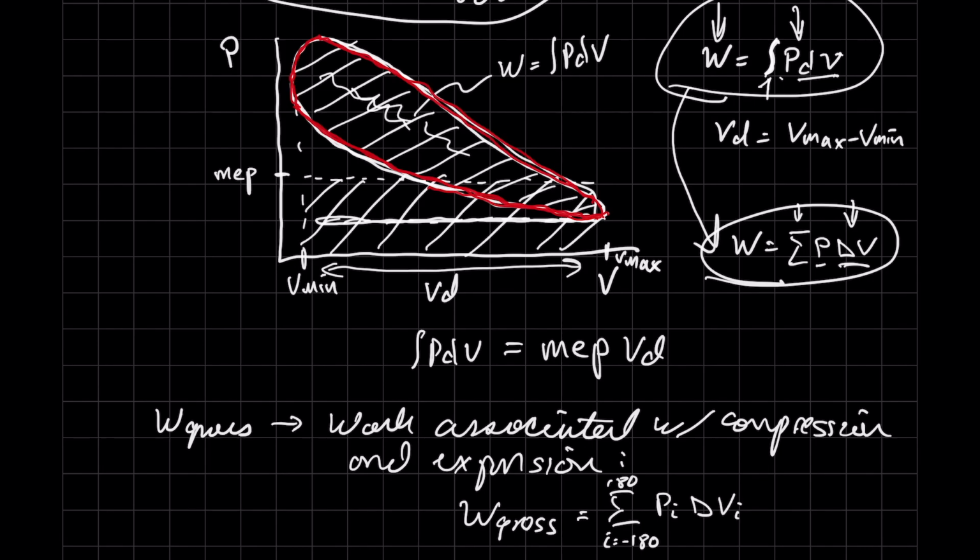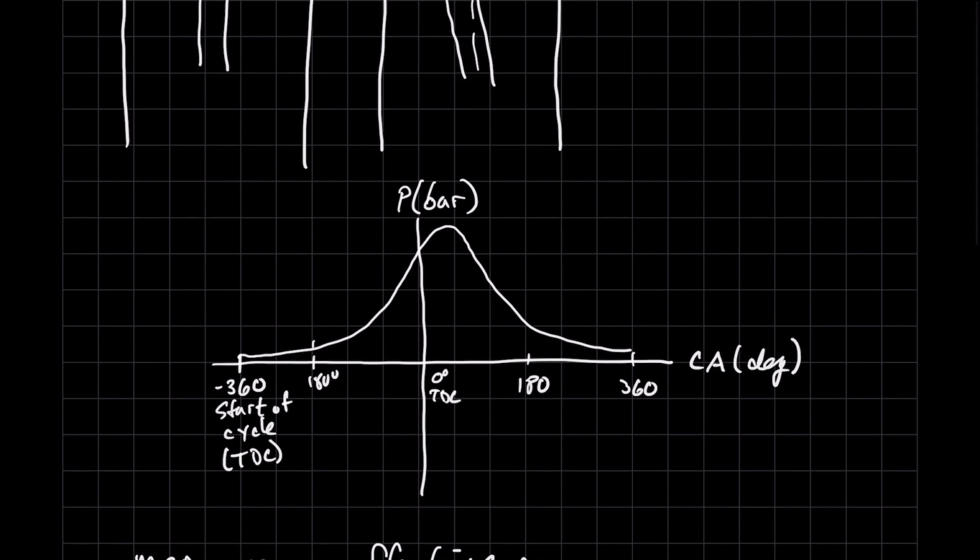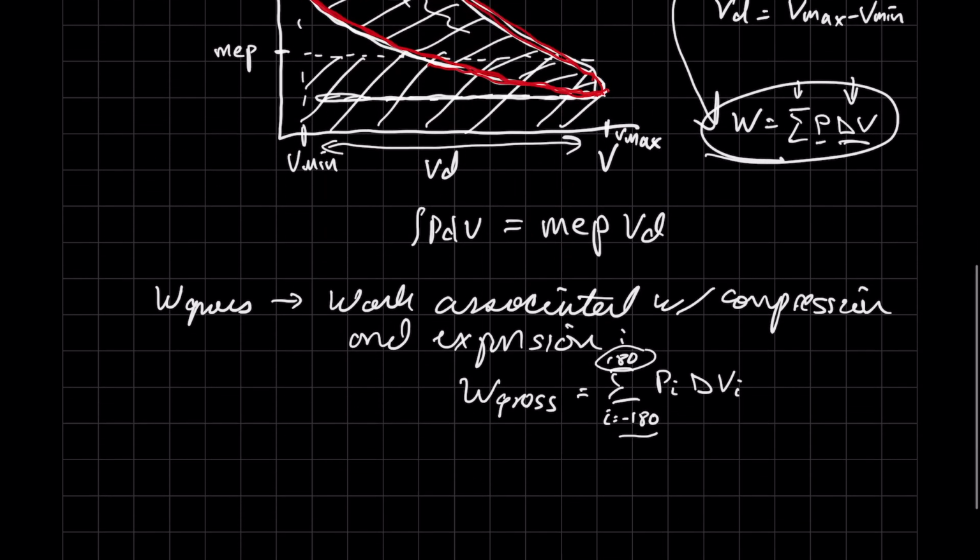Okay, so why did I say minus 180 and plus 180? Well, if you remember, if we go back up here to our pressure versus crank angle diagram, for the data file that you're using, this period of time between negative 180 and positive 180 is your compression and expansion strokes. And that's what the gross work corresponds to, compression and expansion. And so the gross indicated IMEP, indicated mean effective pressure, is just going to be the gross work divided by the displaced volume of the cylinder.